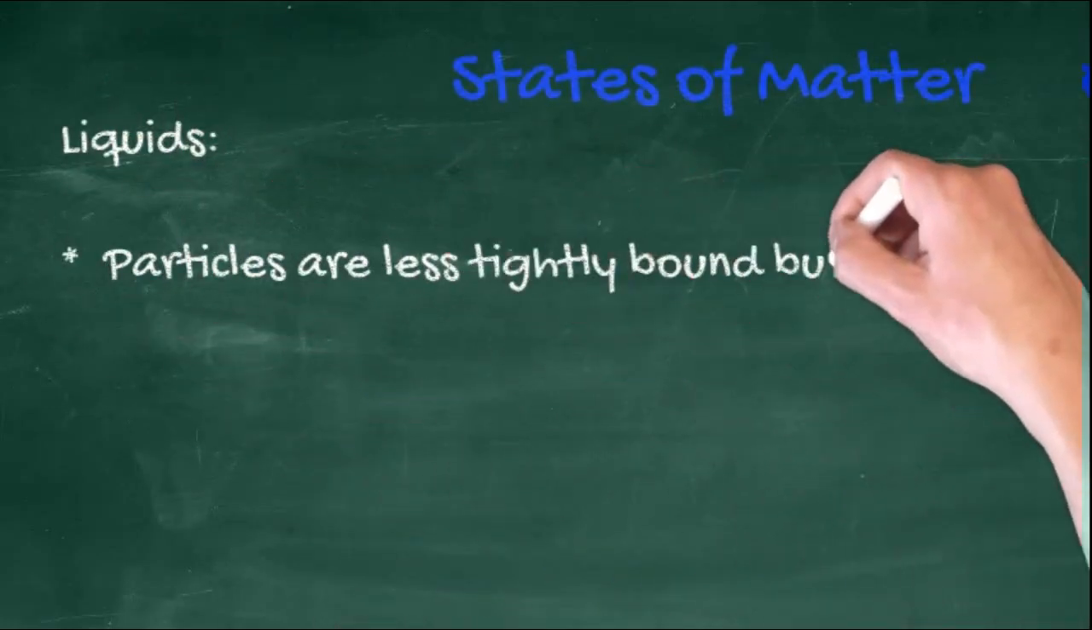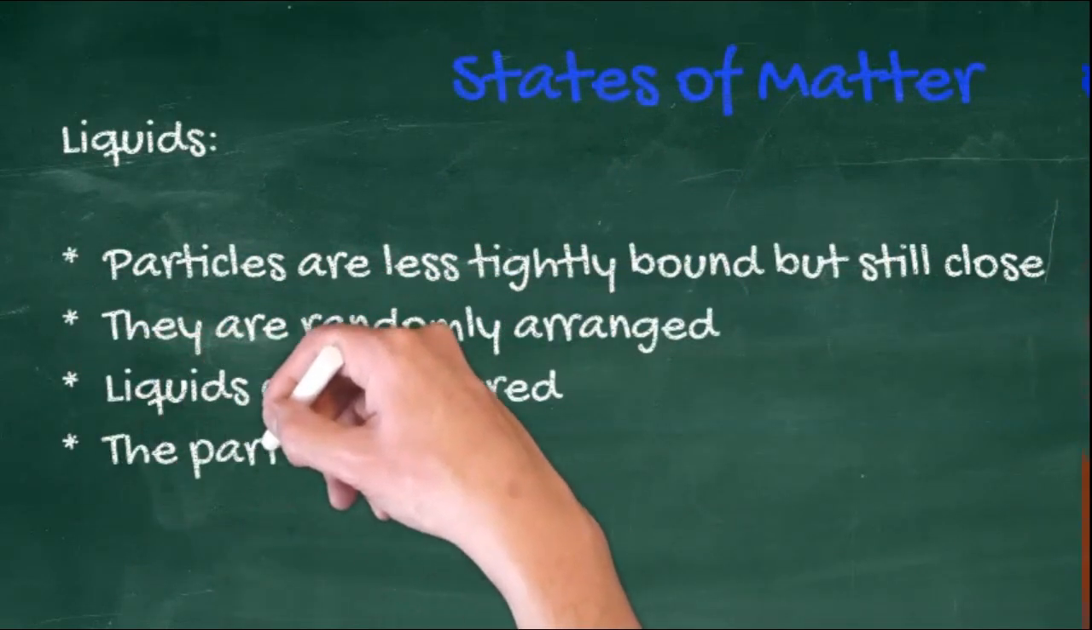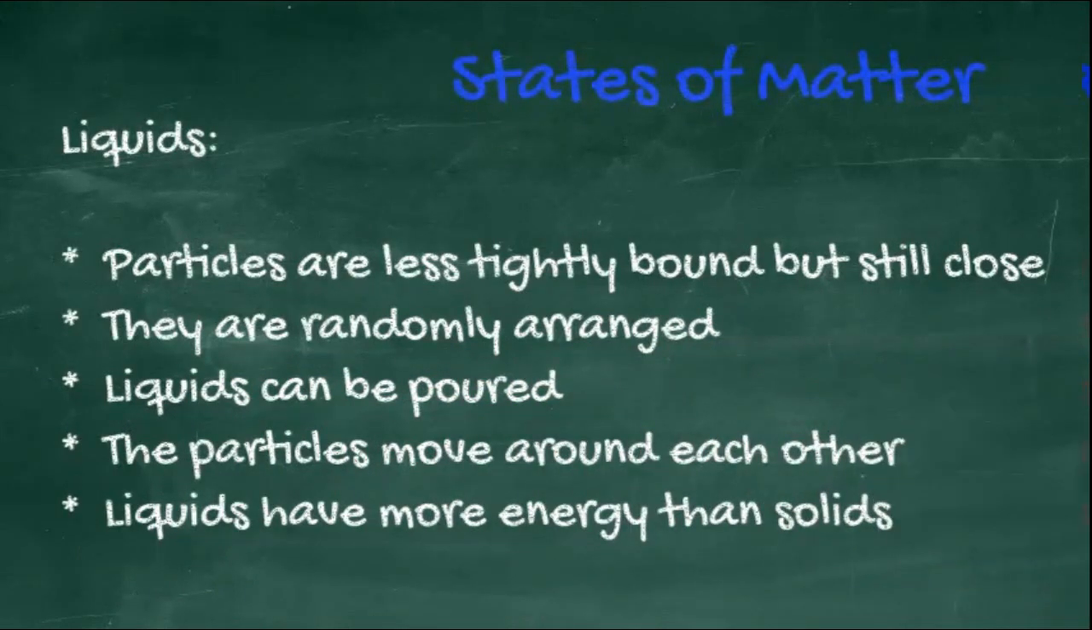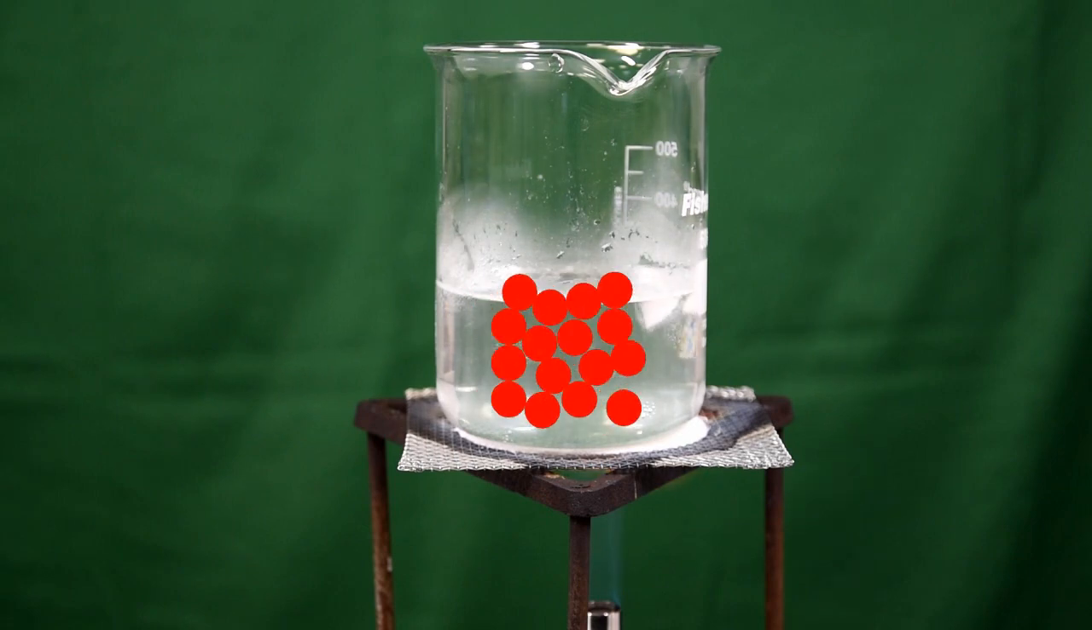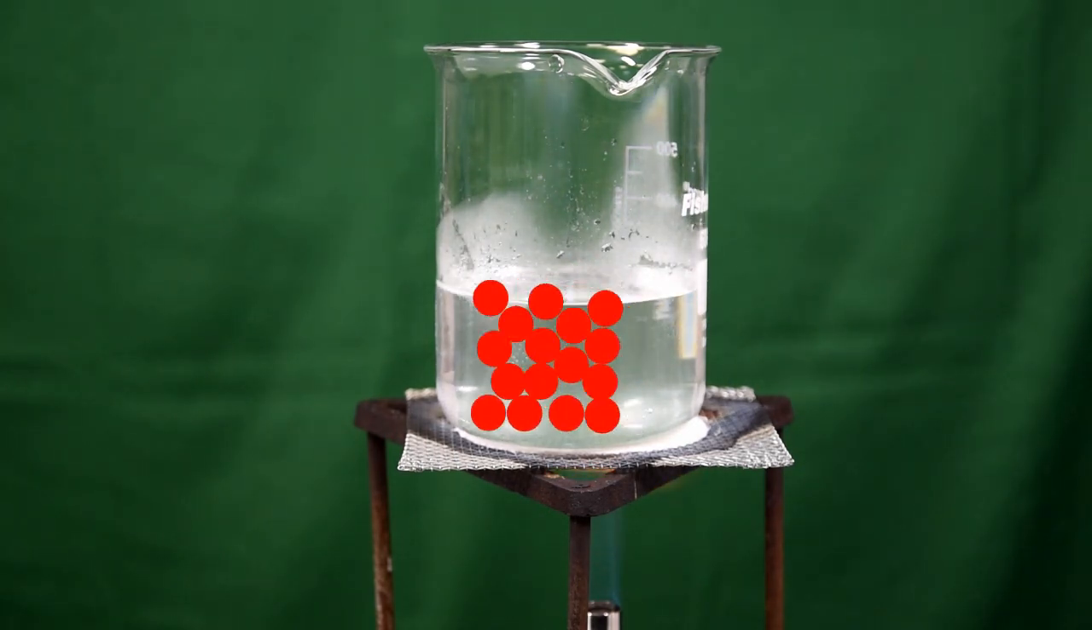In liquids, the particles are still close, but they're less tightly bound. They have a more random arrangement. Liquids can be poured. The particles move past each other, and liquids have more energy than solids. Liquids also take the shape of their container.